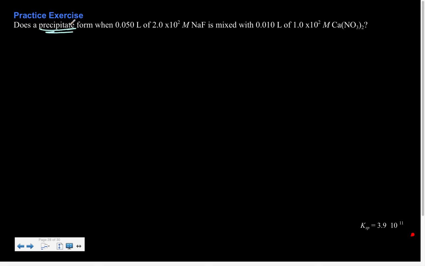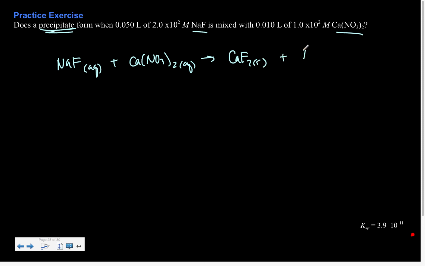So, does a precipitate form? We should be thinking Ksp when we have some amount of NaF mixed with some amount of calcium nitrate. Now, is this a common ion problem? No, this is a reaction. These are two different things being mixed together. So we should start by writing ourselves a reaction. We have some aqueous this, we have some aqueous this, and we're going to mix these together to form our products. What kind of reaction is this? It's a double displacement.